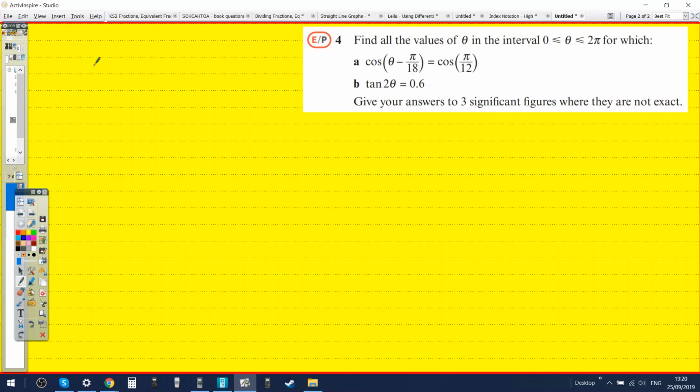Could you just subtract cos pi over 12 from cos theta minus pi over 18? So cos pi over 12. Pi is just a number. Pi over 12 is just a number. Cos pi over 12 is just a number. Oh, so you find what cos pi over 12 is? Yep. Okay.